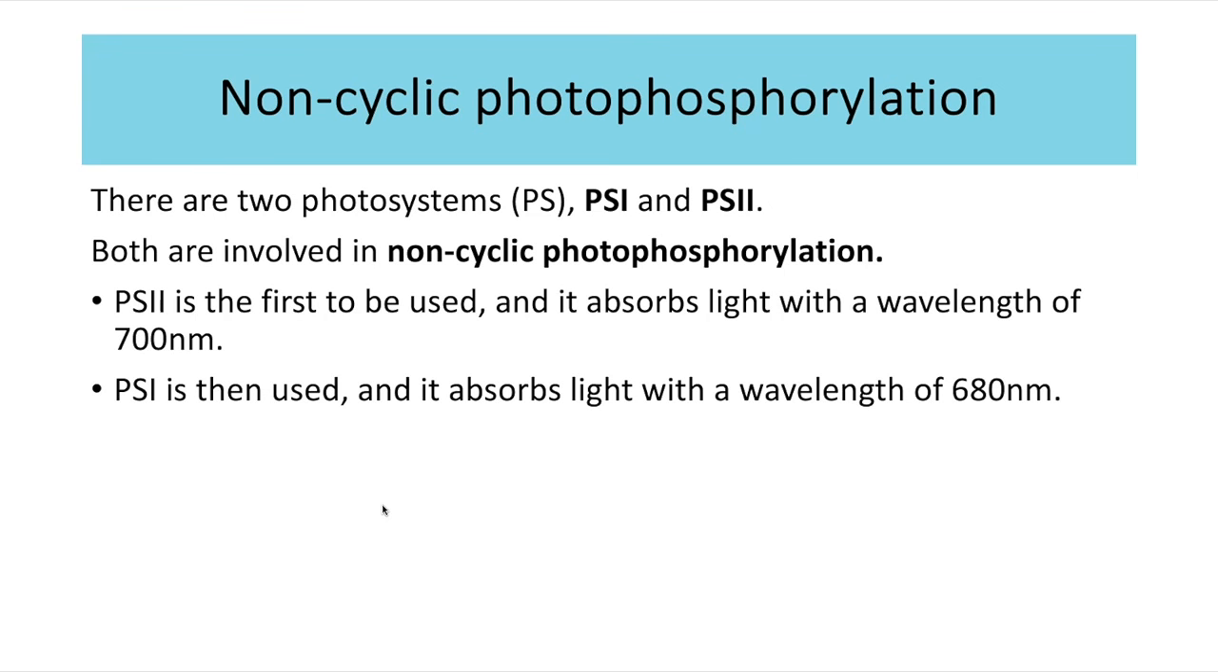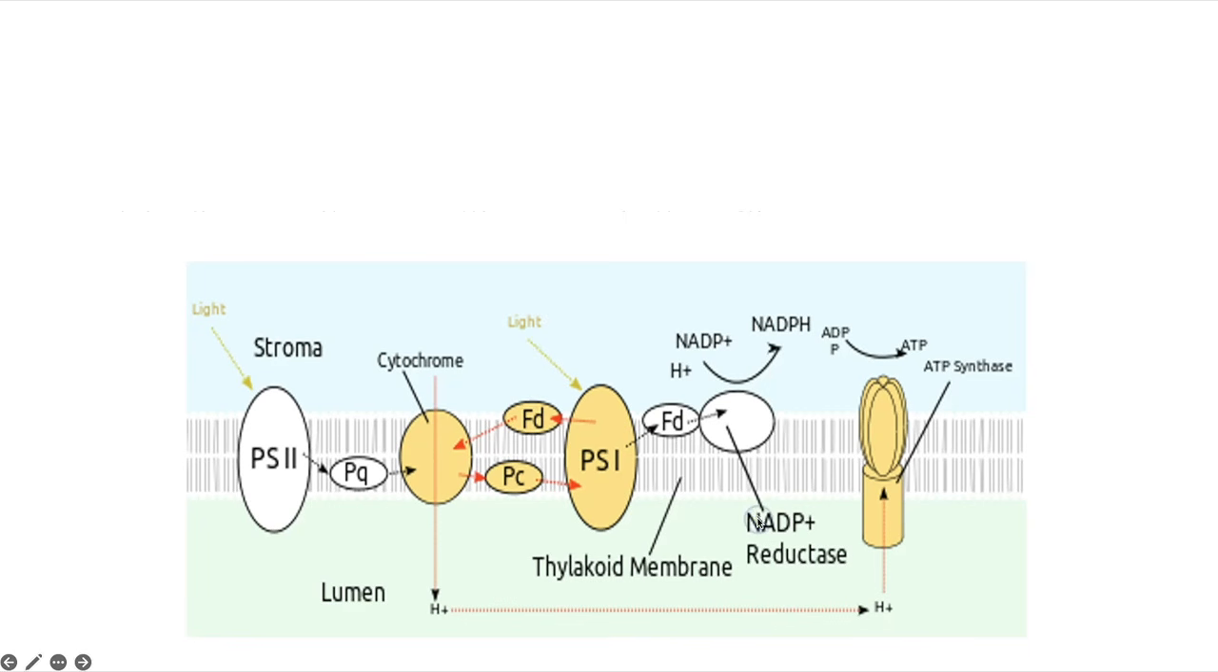This involves 2 photosystems, photosystem 1 and photosystem 2. Photosystem 2 is the first one to be used, which is confusing because it's called number 2, but it's the first one that's used, but that's just the way it is. And that photosystem has pigments within it to absorb light with a wavelength of 700 nanometers. Photosystem 1 is then used and it absorbs light with a wavelength of 680 nanometers.